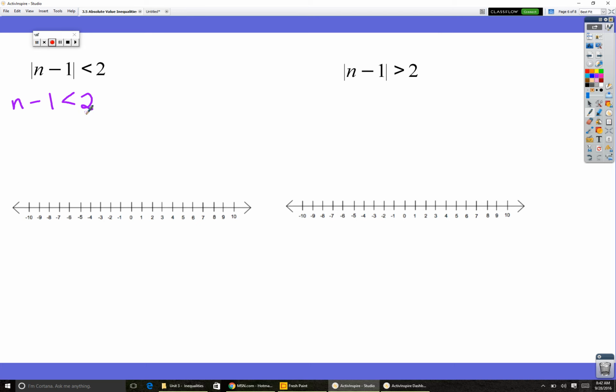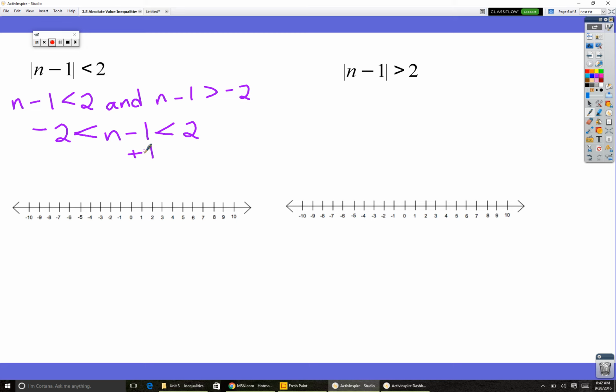And then because this is less than, this is going to be an and inequality. Rosa, what would my second inequality be? N minus 1 is greater than -2. Good. At this point, I could put them together in the whole sandwich kind of inequality. I don't have to. I can leave them separate and work with them separately, but I'm going to put mine together into a sandwich. I'm going to say -2 is less than n minus 1, and n minus 1 is less than 2.